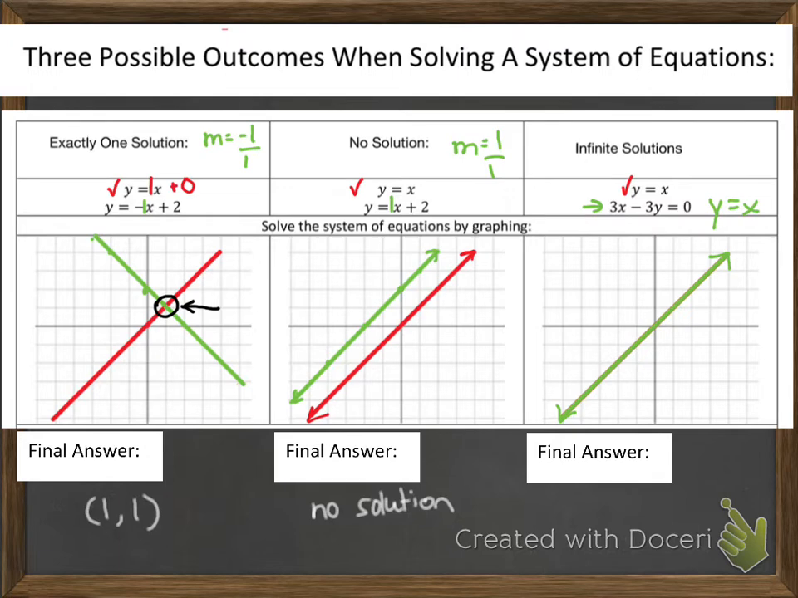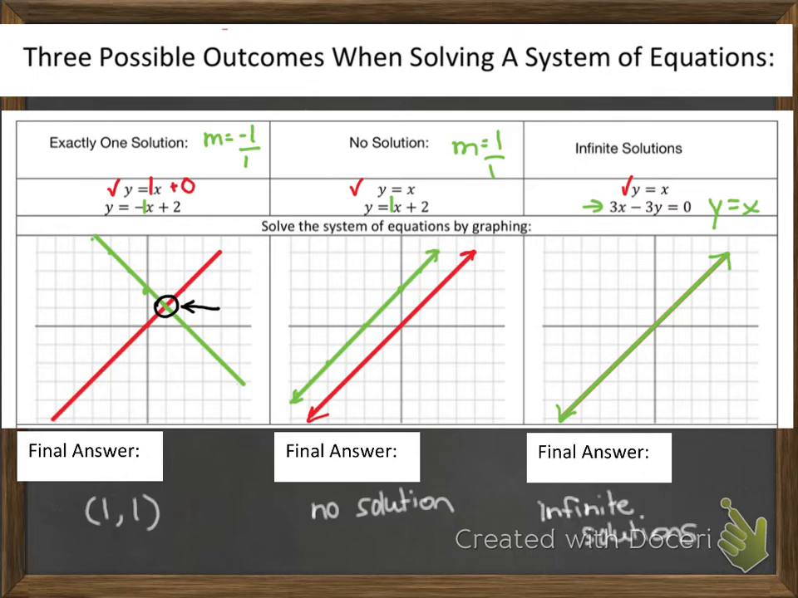Why trace over it twice? It's kind of a waste of time. But what you definitely need to write, because this is incomplete, even though we've graphed everything, is our final answer. So how many points do the red line and the green line have in common? Well, they have all points in common. They're the same line. So since they have an infinite number of points in common, we say that there are infinite solutions.